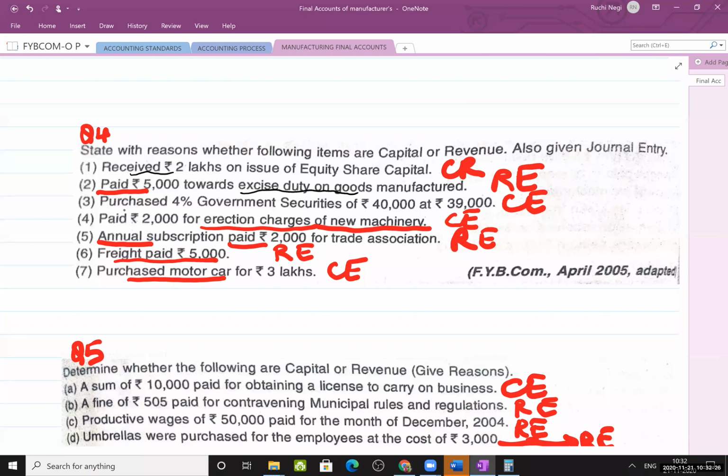Freight paid 5,000. Freight is paid on what? At the time of purchase of raw material. Okay, so it's a regular business activity, revenue expenditure. Purchase motor car for 3 lakhs rupees. So purchase of an asset, it's a capital expenditure. Am I clear? Is it clear till here? Are you people understanding what I'm saying?